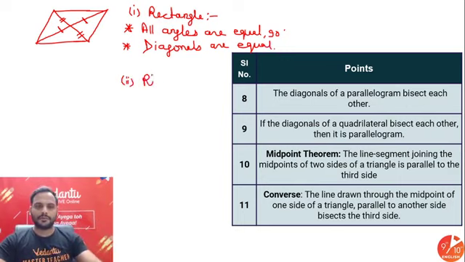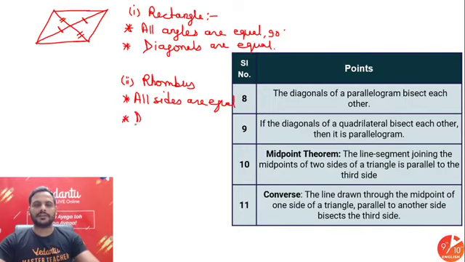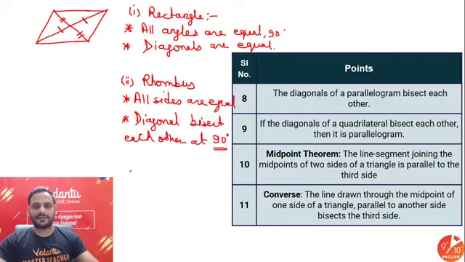Second, for rhombus, in rhombus not only are the opposite sides equal, but all sides are equal. Then the second thing is diagonals bisect each other, okay. That is also in parallelogram as well, but at 90 degrees. Very important part. Diagonals of a rhombus bisect each other at 90 degrees.